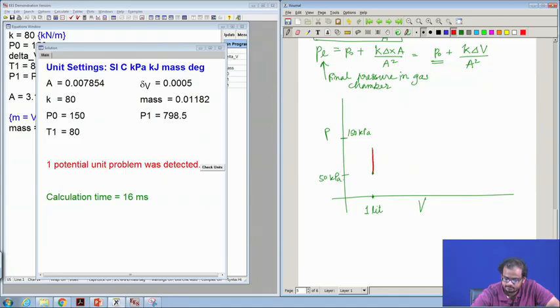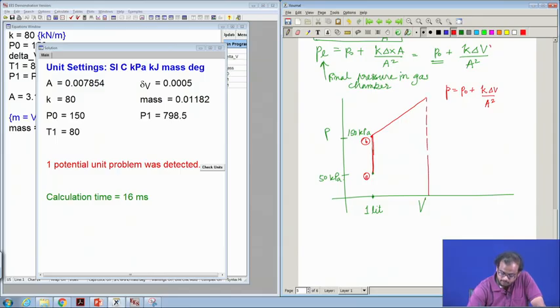The pressure increases up until it reaches 150. The volume is still 1 liter. So, this is A, this is B. Now, once it hits 150 kPa, how does the pressure increase? The pressure increases linearly in volume, up until the point, this is 1.5 liter, and this corresponds to approximately 800 kPa. So, this is how the process goes.